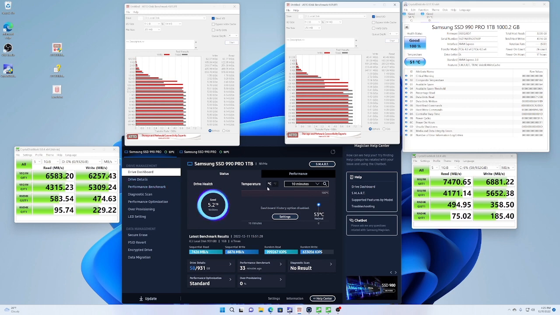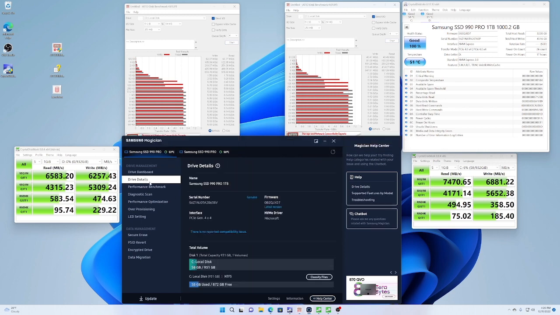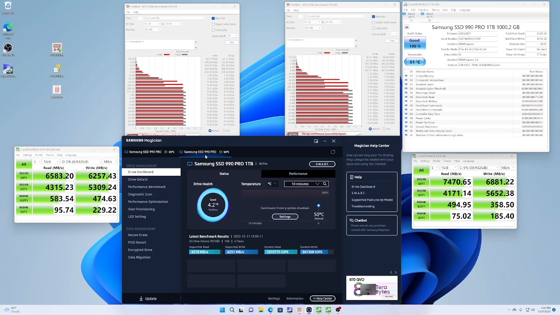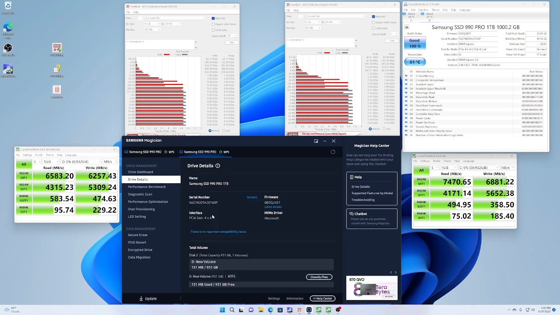Let me show you the serial number for the good one. I think this is the good one, the C drive. Drive details, that's the serial number. Latest firmware and everything. I love it. It's pretty good. And the quote-unquote bad one, which is, that is what it is, with 760p.